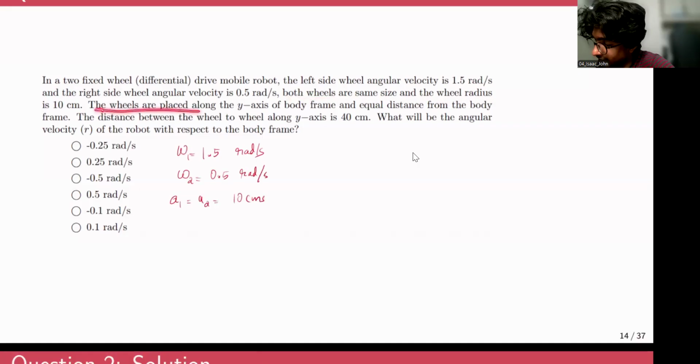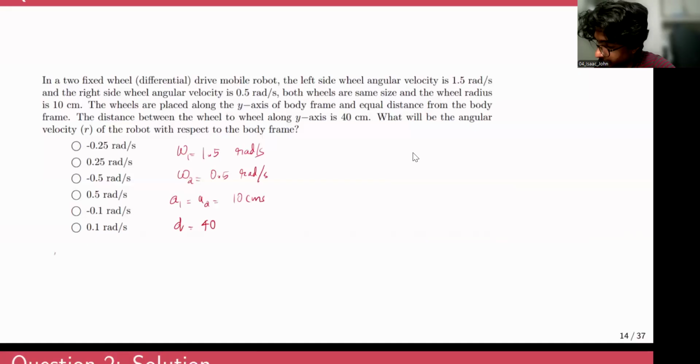Okay, so the wheels are placed along the y-axis of the body frame and at an equal distance from the body frame. The distance between the two wheels along the y-axis is 40 centimeters, right? So the total distance between the two wheels is actually 40 centimeters. So basically the distance d is nothing but 40. Then what will be the angular velocity R of the robot with respect to the body frame of reference?